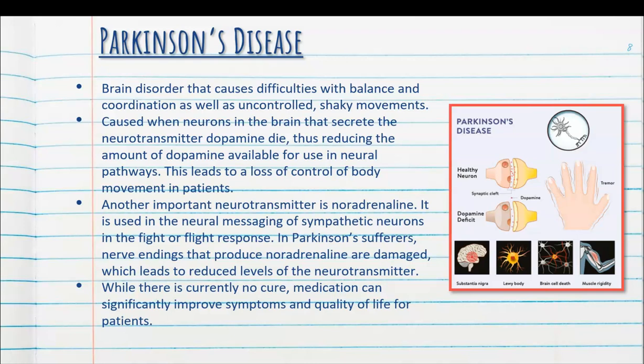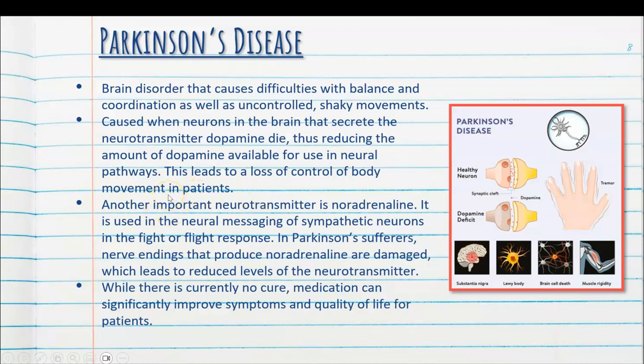So when these receptors, so the neurotransmitter dopamine receptors die and the neurons die, that means that we're unable to coordinate movement properly. So it leads to a loss of control of bodily movements in patients.